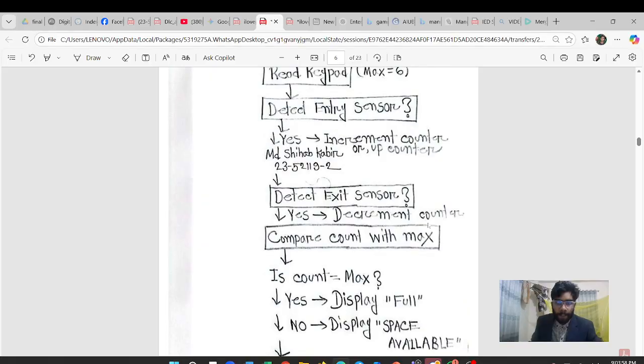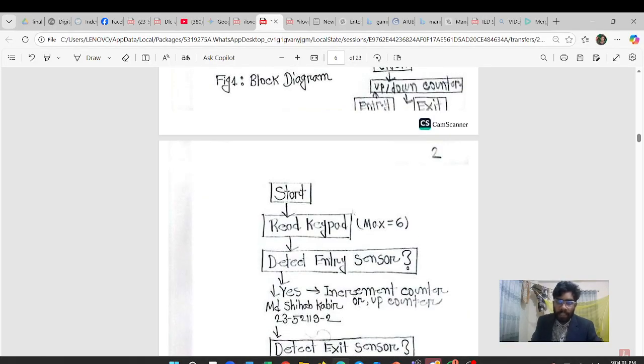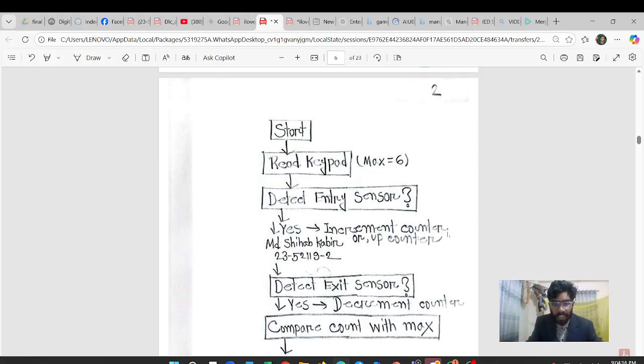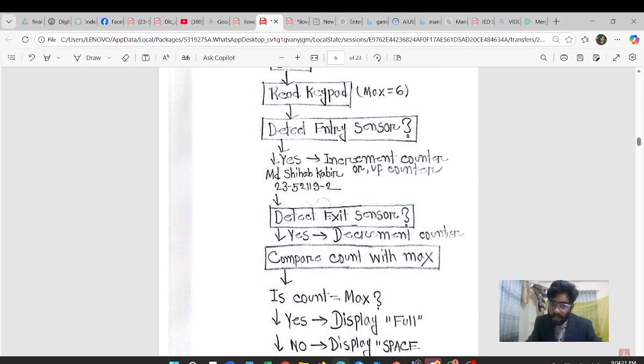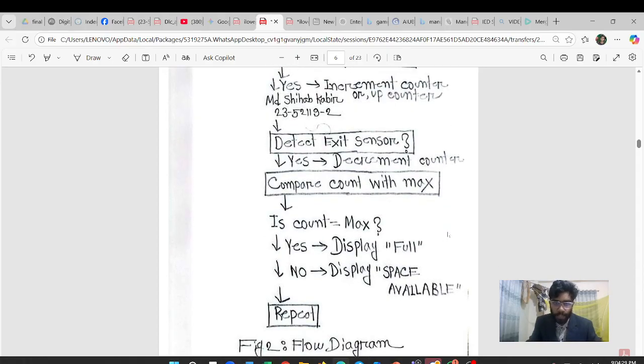Then I created a flow diagram, just like a programming language, C++ or C. Start, read, keep maximum at 6, detect entry sensor. If the entry sensor detects, then yes, increment the counter, or up counter. If the exit sensor detects, then yes, decrement the counter, or down counter. After that, compare with max. Is count equal to max? Yes, display full. No, display space available. Repeat.